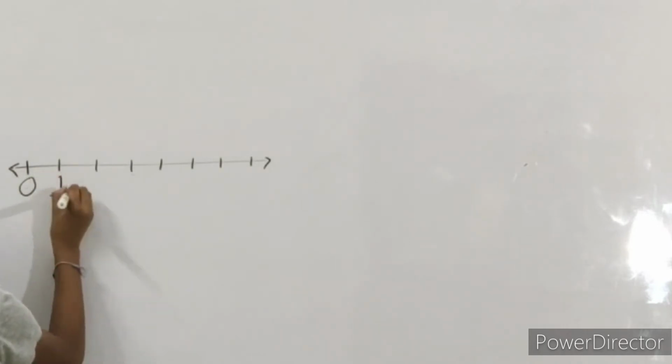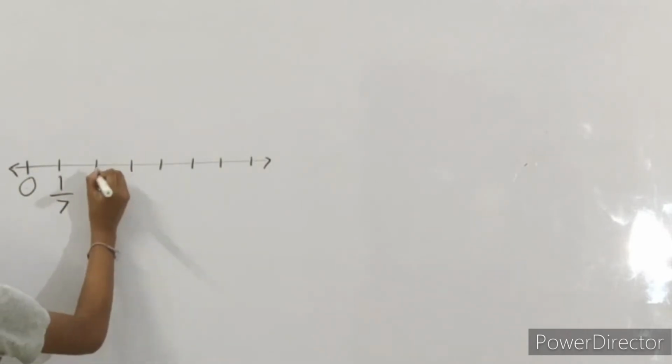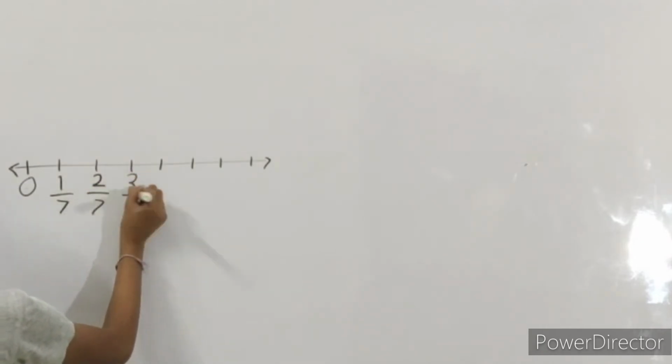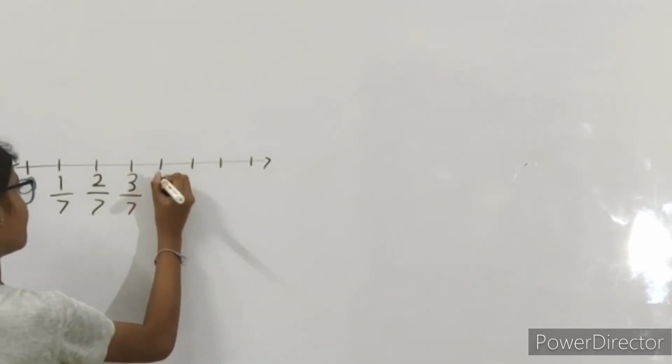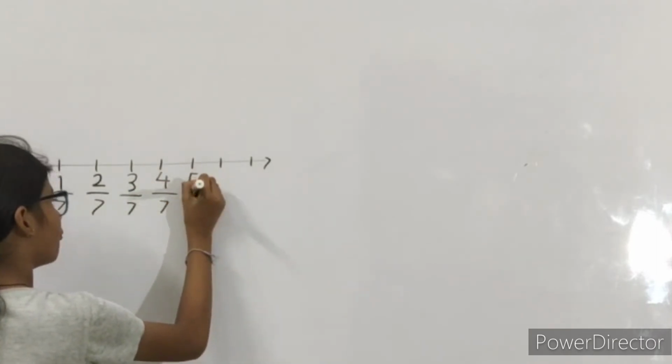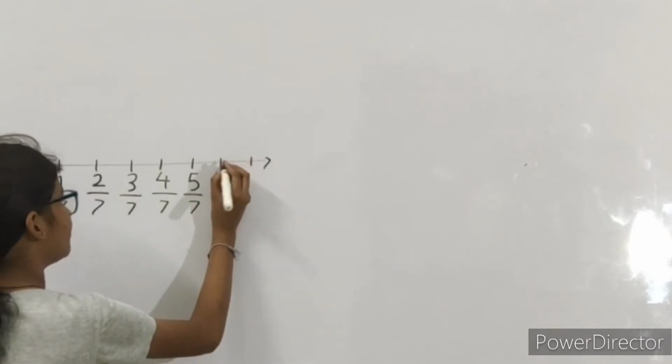0, 1 by 7, 2 by 7, 3 by 7, 4 by 7, 5 by 7.